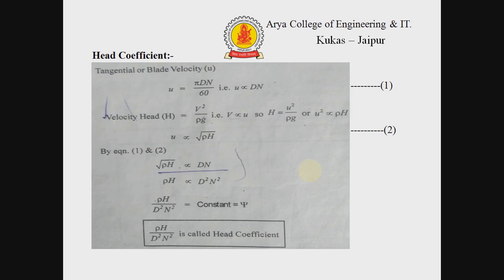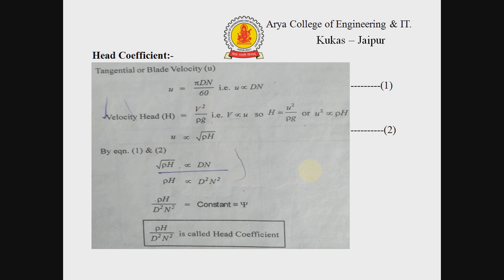Now first we discuss the head coefficient. We know that the tangential or blade velocity u equals pi D N by 60. That means we can say that u is proportional to diameter and speed, as shown by equation number 1. Now the velocity head equals v square by 2g, and v is proportional to u. So h equals u square by g, or u square is proportional to g h, that means u is proportional to under root of g h. That is shown in equation number 2.